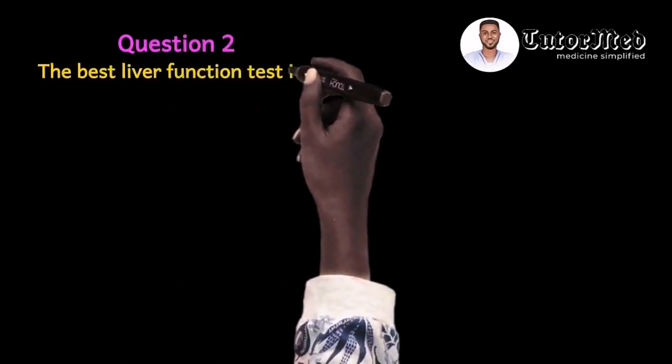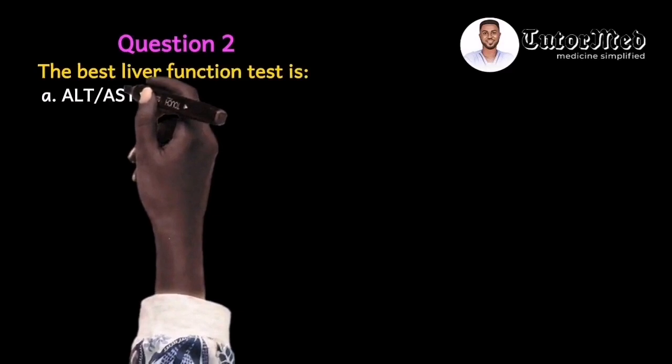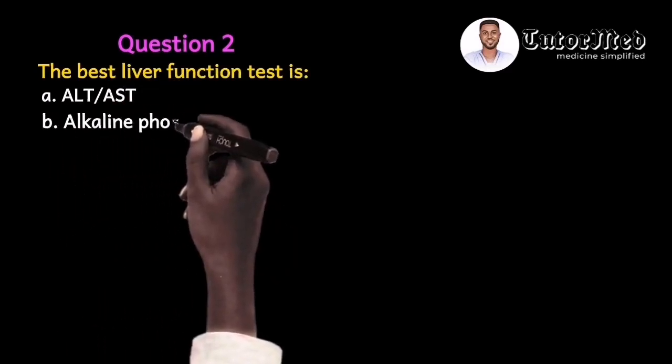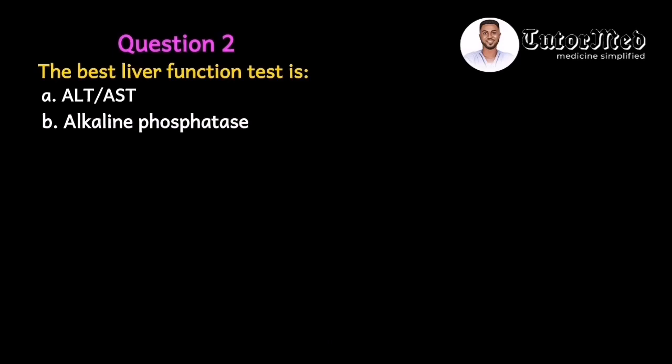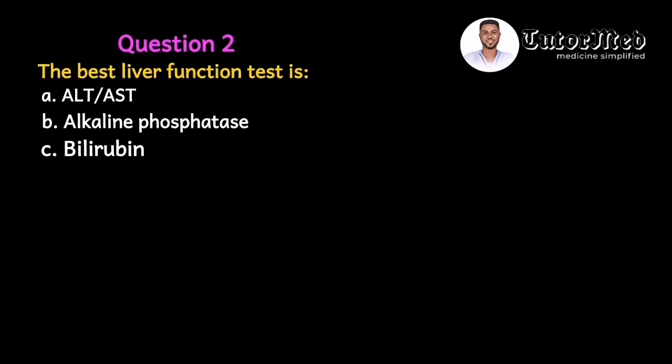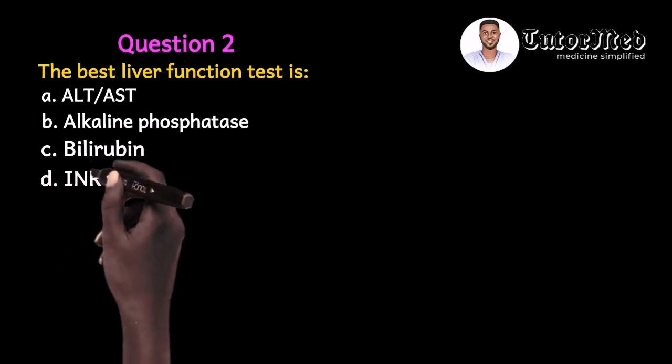Question 2. The best liver function test is: A. ALT/AST, B. Alkaline phosphatase or ALP, C. Bilirubin, D. INR.